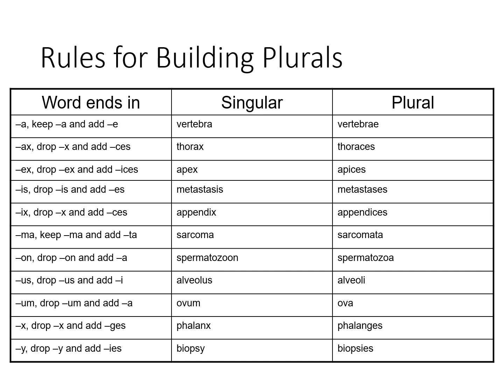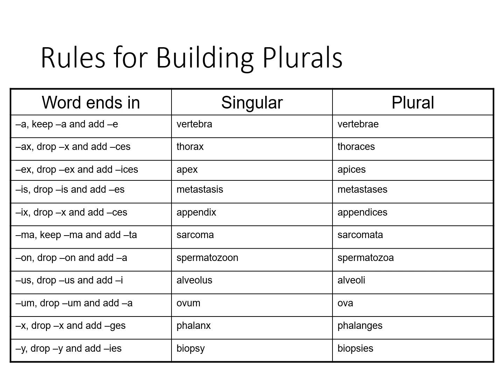IS, drop the IS and add ES: metastasis, metastases. IX, drop the X and add CES: appendix, appendices. MA, keep the MA and add TA: sarcoma, sarcomata. ON, drop the ON and add A: spermatozoon, spermatozoa. US, drop the US and add an I. Instead of alveolus, alveoli.